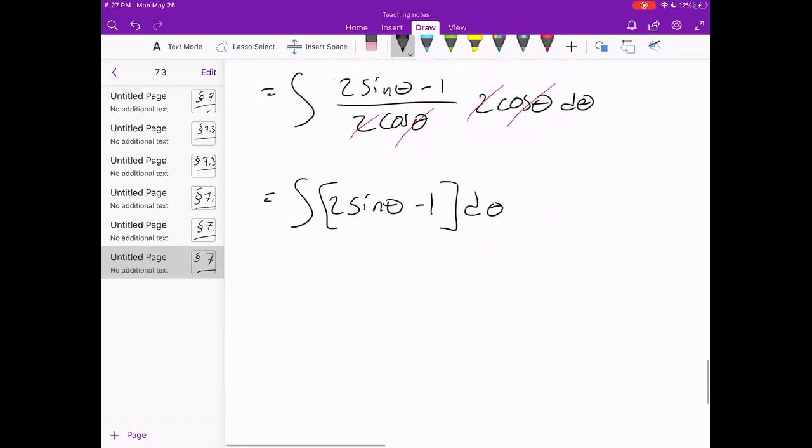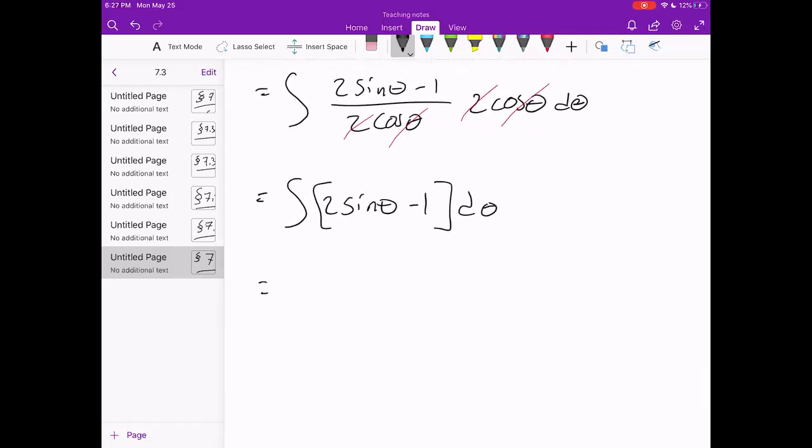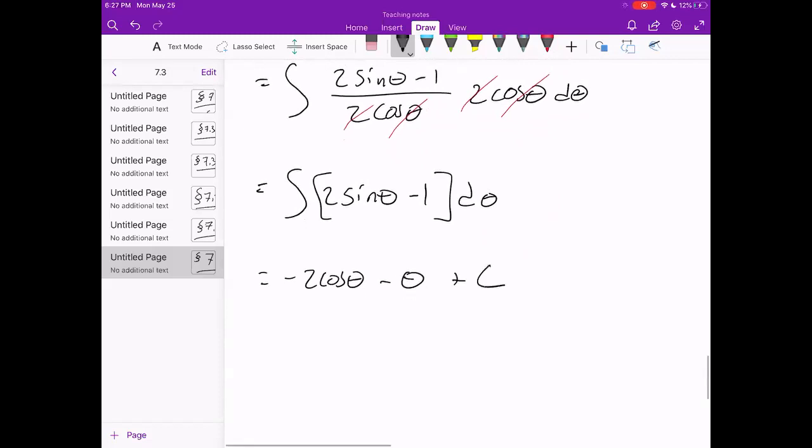And this integral is doable. So we know how to do this one. This is minus 2 cosine theta, because I've integrated sine theta, minus theta, plus your integration constant.